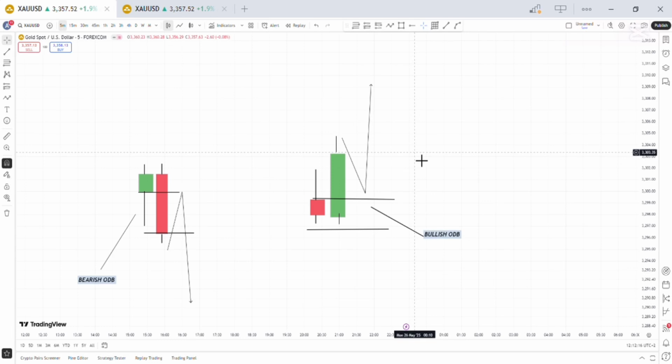Remember, it must appear at a key area, either support or resistance. For a bullish candle, we want to see a bearish candle, then a bullish candle engulfing it. For a bearish candle, we want to see a bullish candle, then a bearish candle engulfing it. Then last but not least, it must have a fair value gap. We don't want to trade jam-packed order blocks. No, we don't want to trade that.